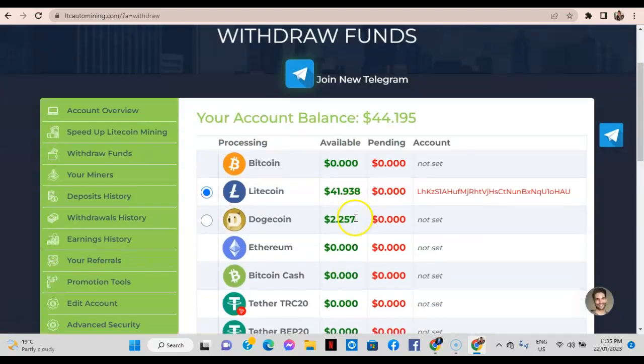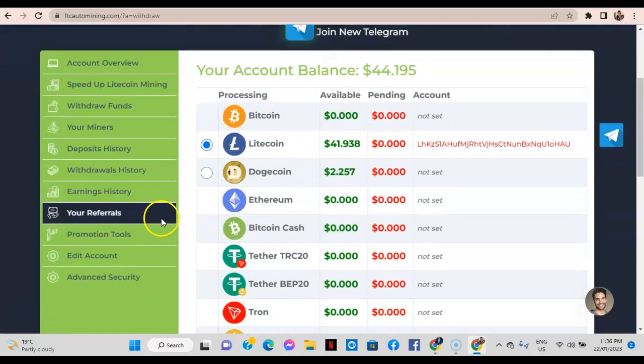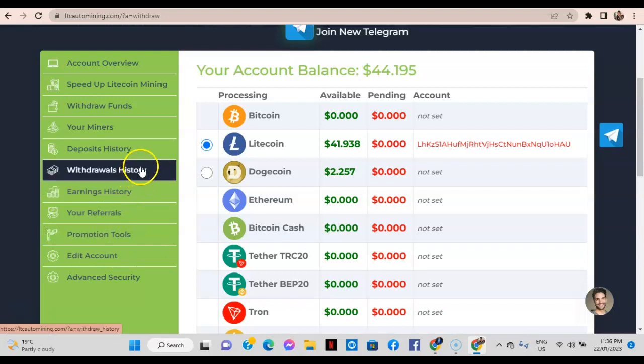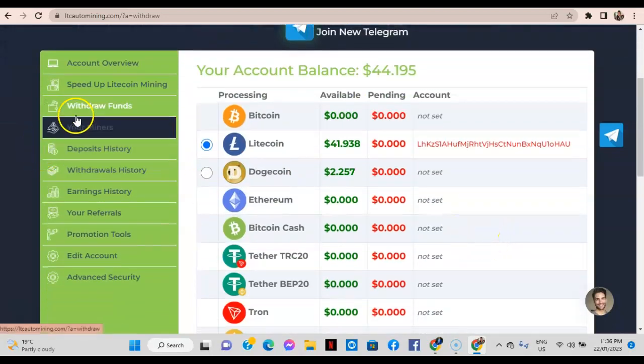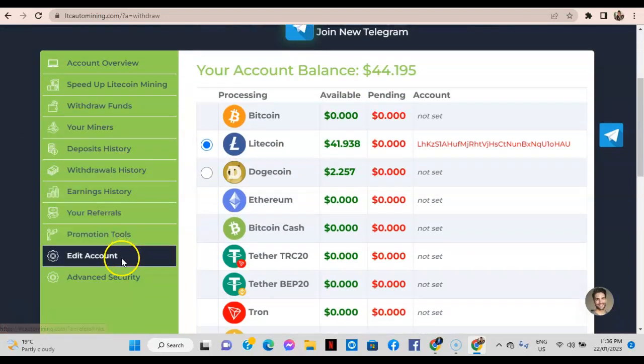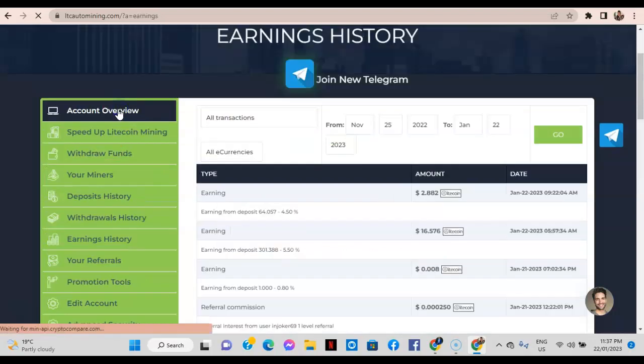Now this is how easy it is. Up here it says your balance. My balance is $44.19, but what is available for me to take out is here, $41. That's the amount you look at, so you don't take the full balance out. Okay, so we're going to withdraw. Here we go, that was where we were in withdrawal funds. Okay, bear with me, guys.